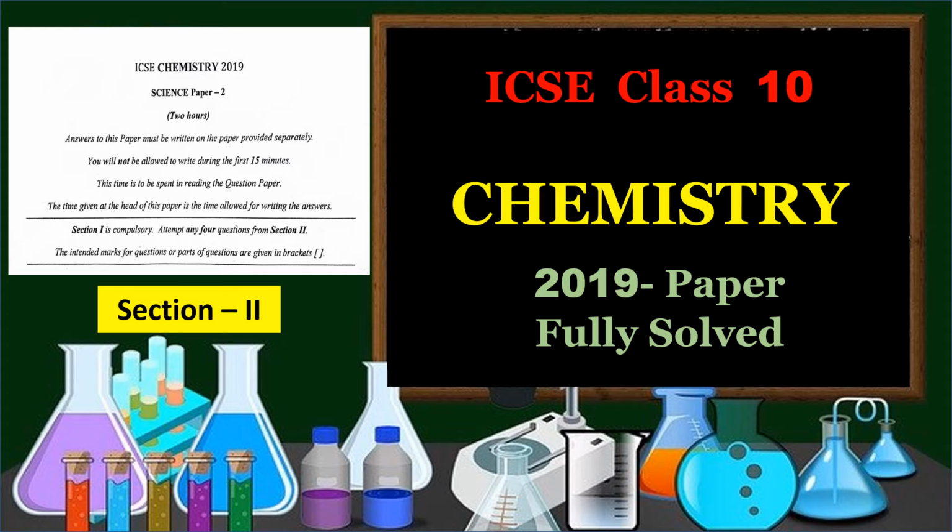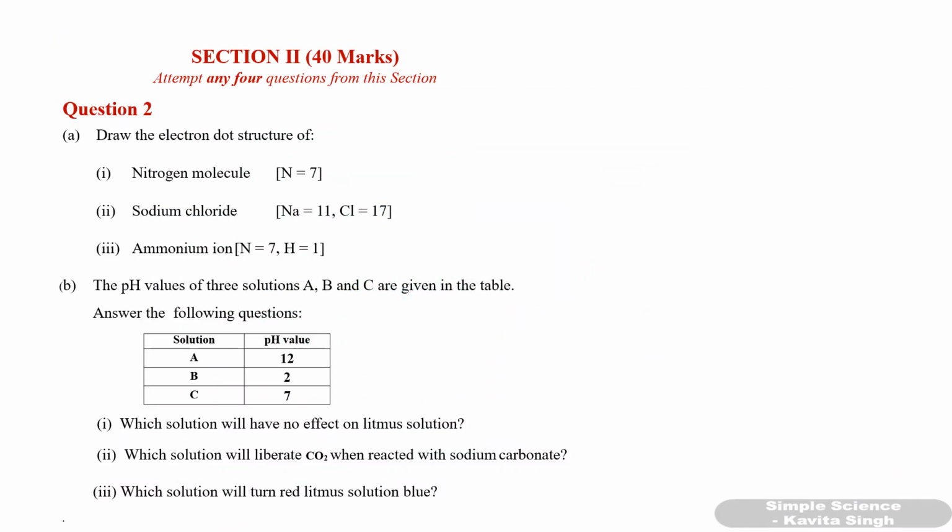In the second part, you will have question number 2 to question number 7. Each question will contain 3 subparts in the order of 3 marks, 3 marks and 4 marks. So let us begin. Section 2, 40 marks, attempt any 4 questions. You will have 6 questions, out of which you have to attempt any 4. It begins from question number 2 and ends at question number 7.